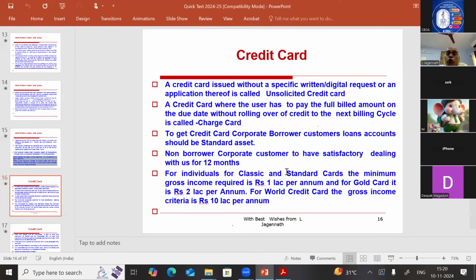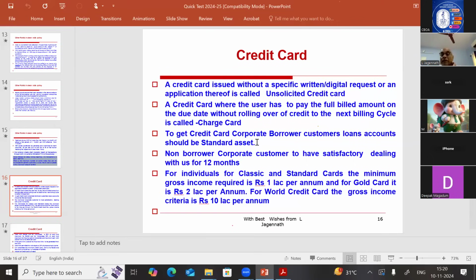A credit card issued without a specific written or digital request or application is called an unsolicited card. A credit card where the user has to pay the full billed amount on the due date without rolling over the credit to the next billing cycle is called a charge card. To get a credit card, corporate borrower customers, if they have a loan, the account should be in the standard asset.